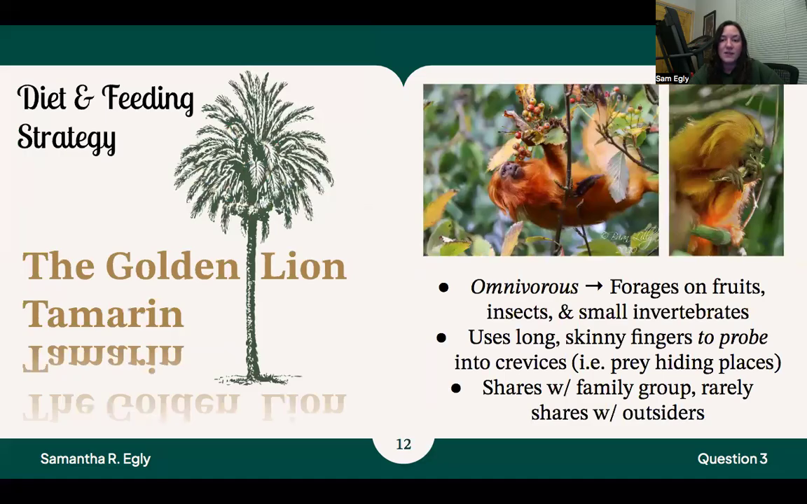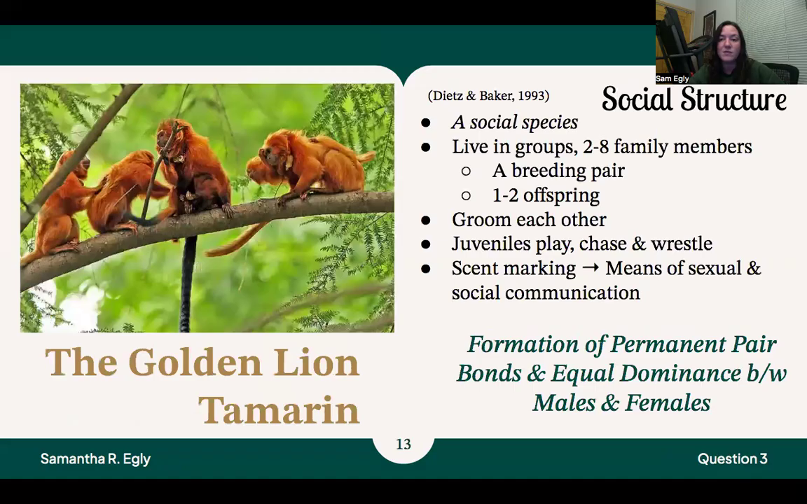So they are omnivorous. They feed on fruits, insects, and small invertebrates. So any small animal is a possible food source for them. They use their long fingers and hands to probe into tiny crevices in trees and bark for their prey. And they usually share food with their family groups, but rarely share food outside of their family groups.